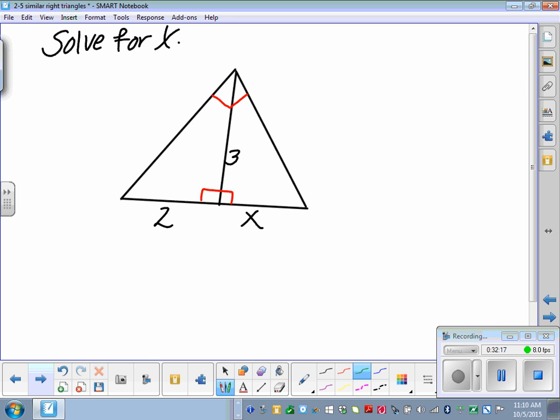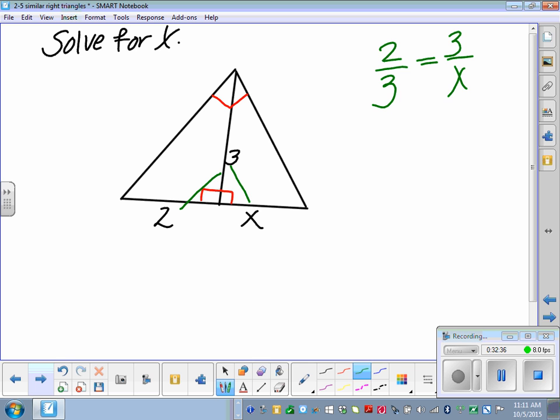This one's quick. Looking at this one, it says solve for x. Can we solve using our geometric mean? Yes. We have to do it in the correct order. 2 over 3 is equal to 3 over x.